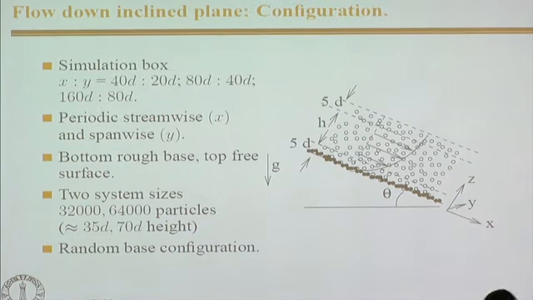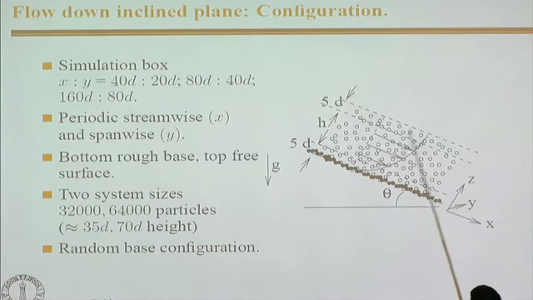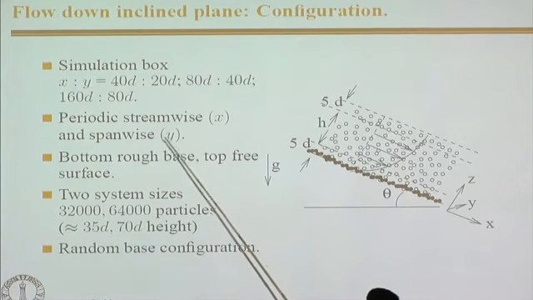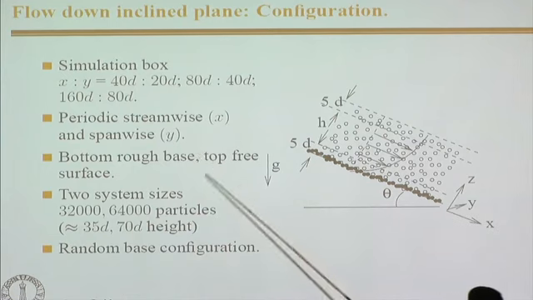So this was the simulation box. Many people have said it's a bad idea to have periodic boundary conditions, but that's what we had in the simulations. X is the flow direction, Z is the cross-stream direction, and Y is the span-wise direction. The box size was fairly large. We went up to 160 by 80. So periodic in the streamwise and the span-wise direction, with a bottom rough base and a top free surface.